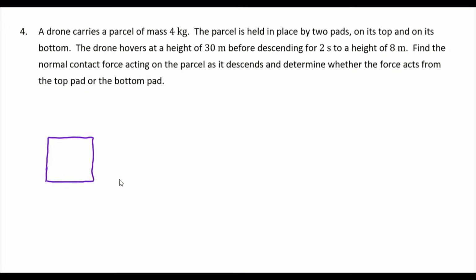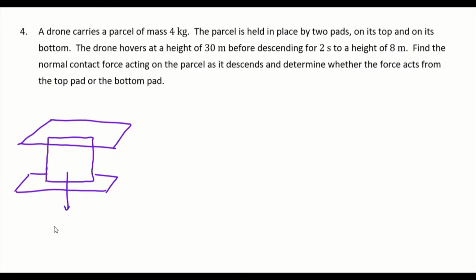Okay, so what happened now is it's held by two pads, one at the top, then one at the bottom. Sorry, it's a bit ugly, but it's okay. So the parcel has a mass of 4 kg, so that's why it has a weight of W equal to 40.